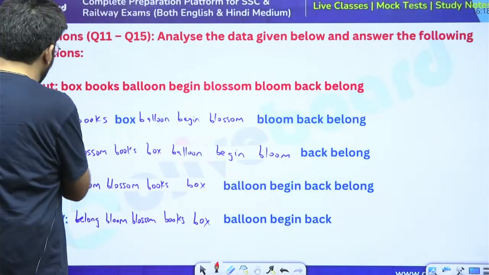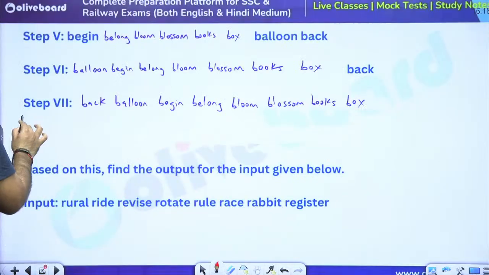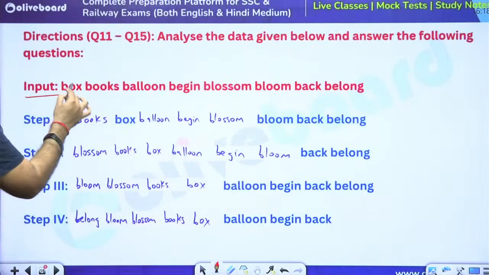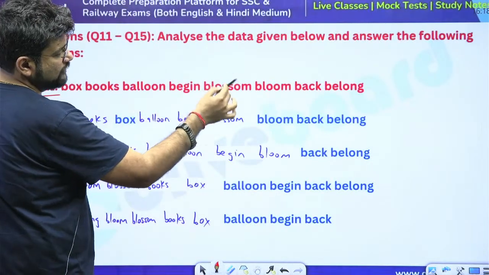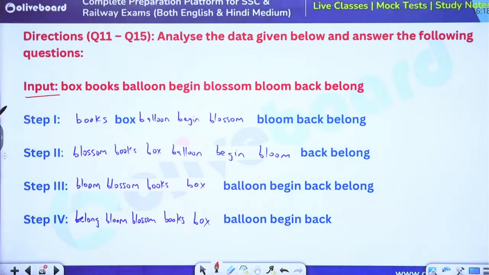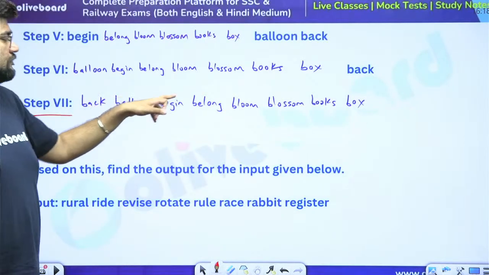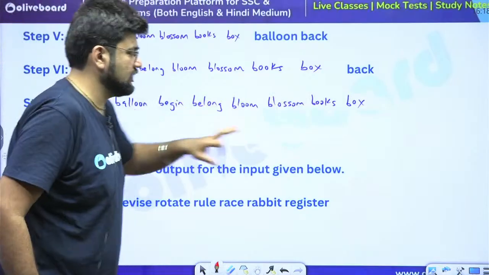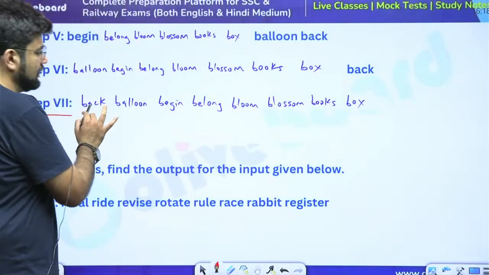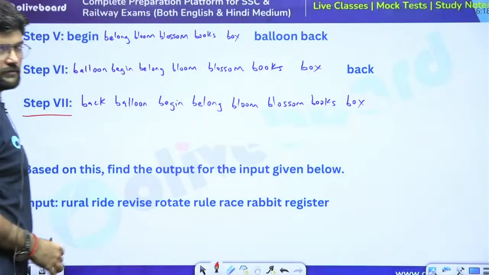So look at the input step and the final output step together first. What do you see? The input is box, books, balloon, begin, blossom, bloom, black, belong. All words starting with B. The output step is black, balloon, begin, belong, bloom, blossom, books, box. Immediately you should see that they are being arranged in increasing alphabetical order.